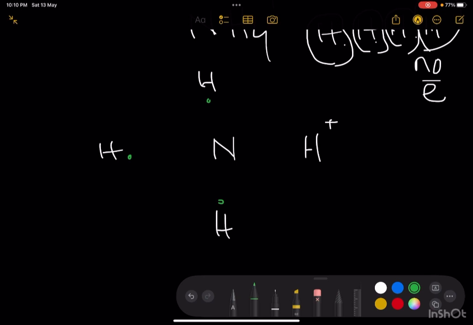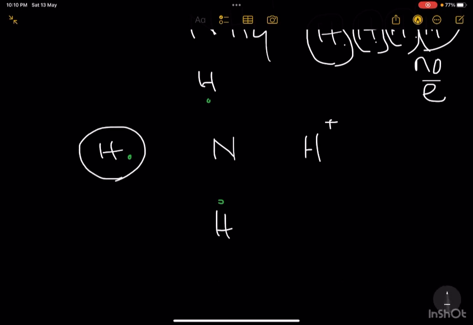And you remember a trick: if H has one electron showing its face towards nitrogen, nitrogen should also keep one electron towards H. If you show me one finger, I will show you one finger. If you show me two fingers, I will show you two fingers. Remember it. So H is showing one electron to nitrogen, and N also shows one electron to hydrogen.